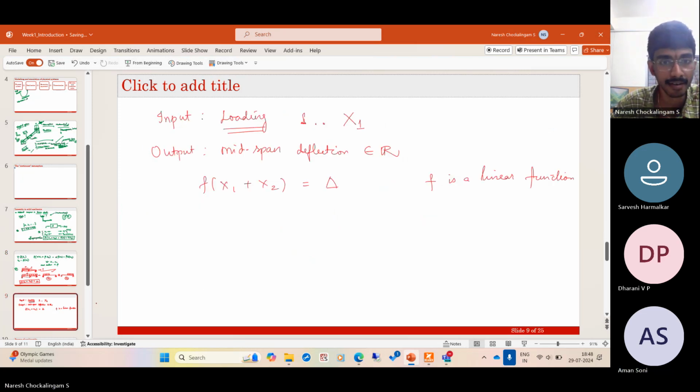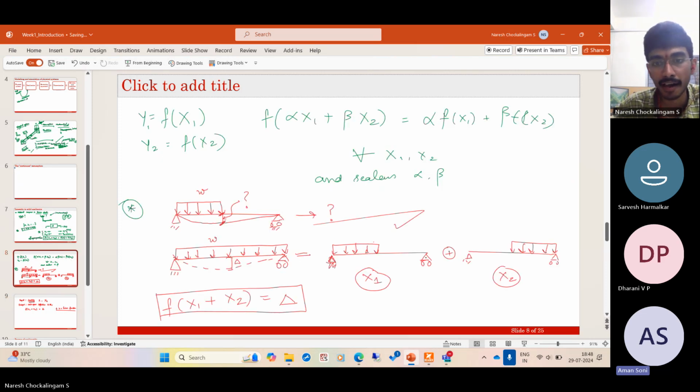Using that, if we consider that this UDL acts on L by 2, and for the second case, this is on L, then obviously the deflection will be half.